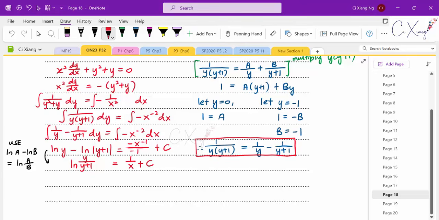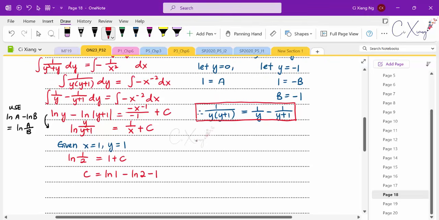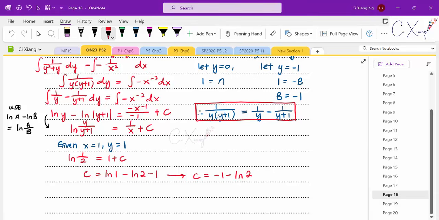Okay, next step, we want to find the c. To find the c, we are using the value provided. Given that x equals to 1, y also equals to 1. Substitute into our equation, I'm having ln 1 over 2 equals to 1 plus c. Therefore, my c is equal to ln 1 minus ln 2, then minus 1. So if I'm having ln 1 minus ln 2 minus 1, I get c equals to negative 1 minus ln 2. The value of ln 1 will be equal to 0, so that's why you're left with only negative 1 minus ln 2.